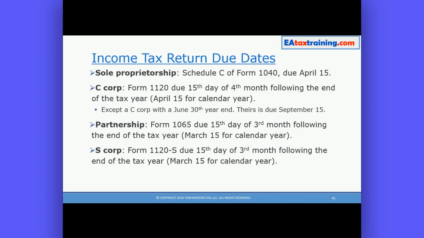So the sole proprietorship and the C Corp, and again, the C Corp is an artificial person, so it is a taxpayer to itself, so it doesn't have this pass-through status. So the sole proprietorship and the C Corp are due the 15th day of the fourth month, and the two pass-through type of entities, a partnership and an S corp, are due the 15th day of the third month.